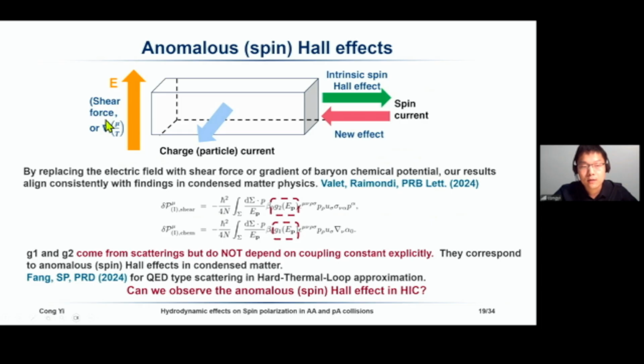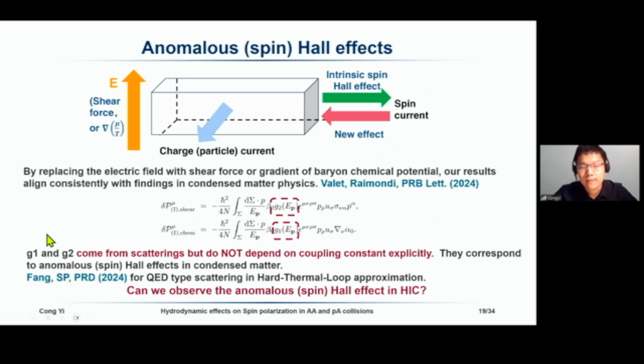Recently, our group found that after we consider the interaction effects, an actual spin current appears. This current flows in the opposite direction to the spin Hall effect, so it's called the anomalous Hall effect. This phenomenon is also found in condensed matter in this paper. The anomalous Hall effect can also contribute to the spin polarization.